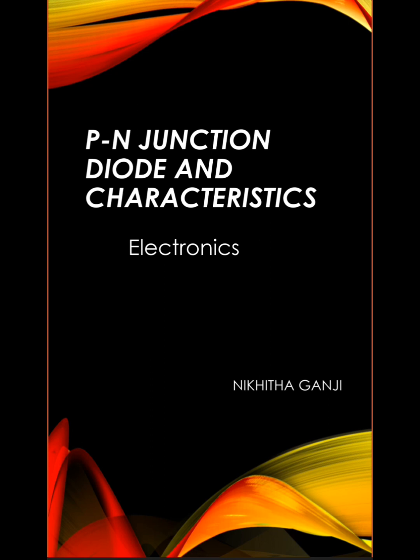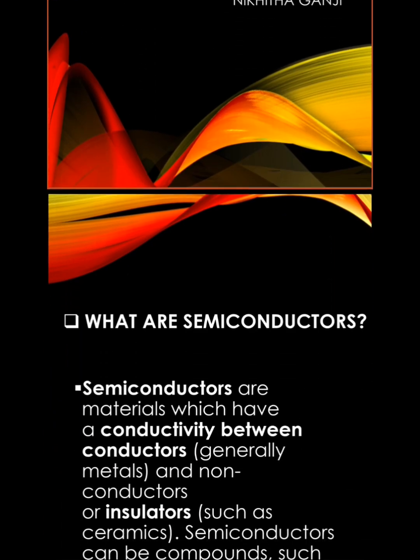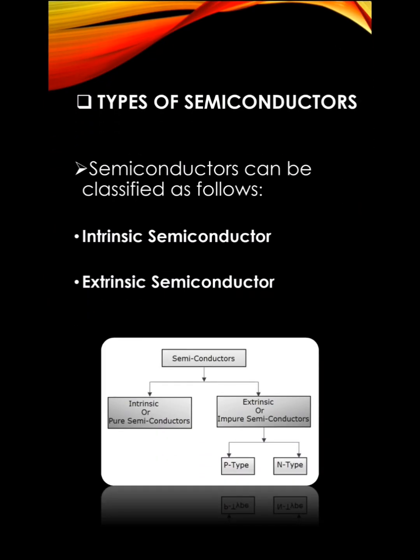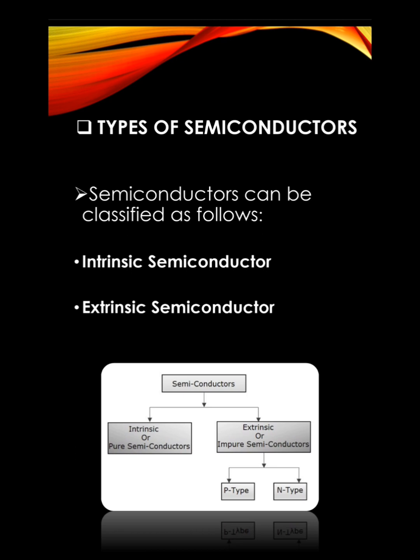Today I am discussing the PN junction diode and its characteristics. What are semiconductors? Semiconductors are materials which have a conductivity between conductors and non-conductors. Germanium and silicon are examples of semiconductors. There are two types of semiconductors: intrinsic semiconductor and extrinsic semiconductor.